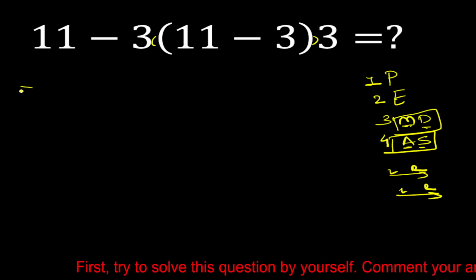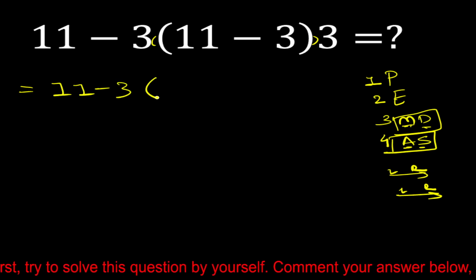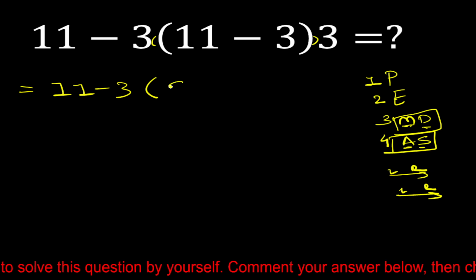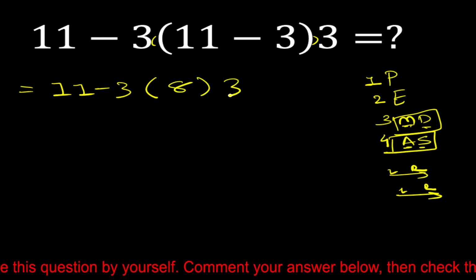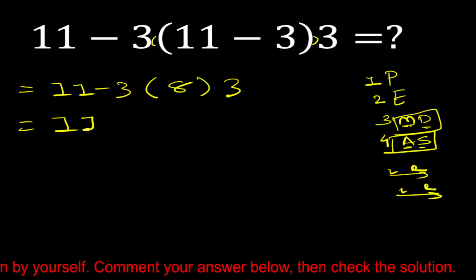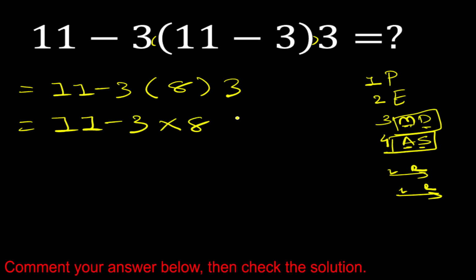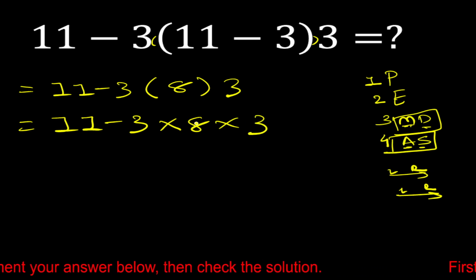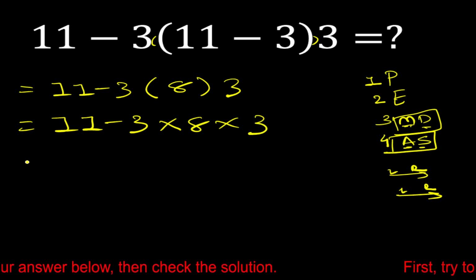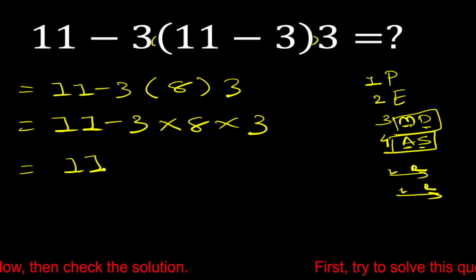Okay. So is equal to 11 minus 3. Now solve this parenthesis. 11 minus 3 is equal to 8. Then 3. So now the expression becomes 11 minus 3, remove parenthesis, so multiply 8 multiply 3. Okay, so now is equal to 11.